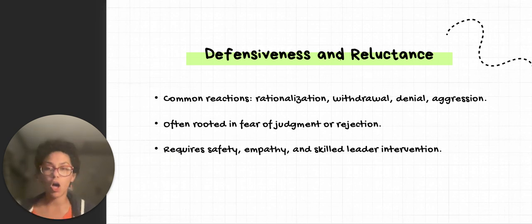One of the most common challenges during the transition stage is the presence of defensiveness and reluctance from group members. Members who are vulnerable may act defensively to protect themselves from perceived threats or judgments. Defensiveness may arise in a variety of ways. This could come out through rationalizations or denial. It could come out through withdrawing or even aggression. Reluctance may also arise. That's where a member begins to appear disengaged or unwilling to participate in the group process.